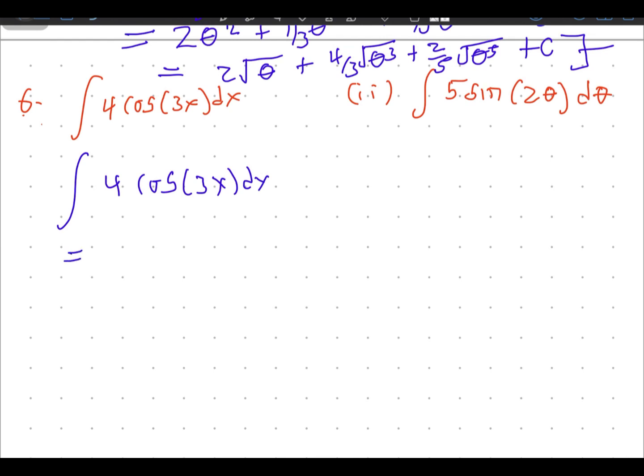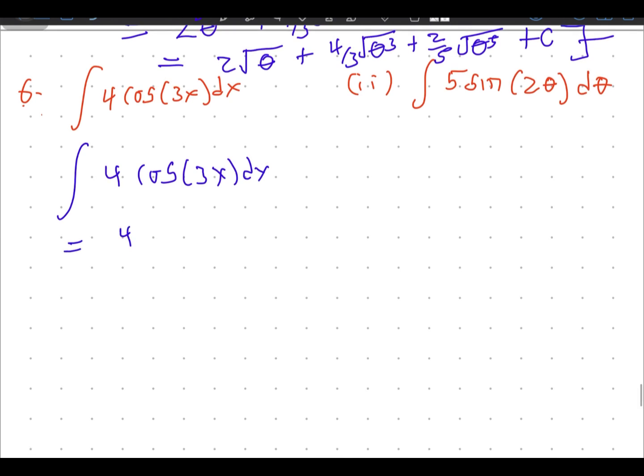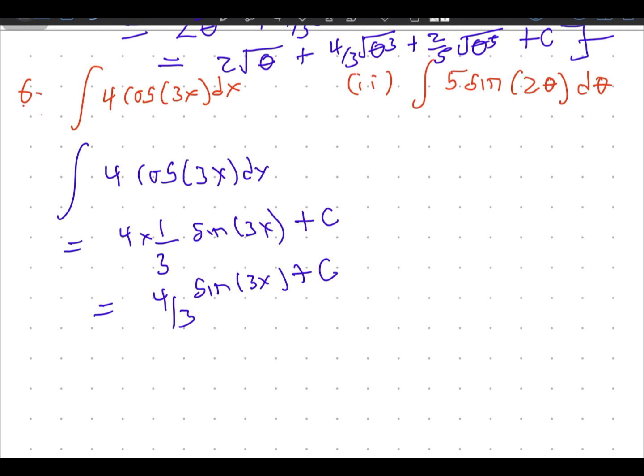So this one we are going to get 4 and then multiply by 1 over 3, because when I differentiate 3x, I'm going to get 3, and then when I integrate cos, I'm going to get sine. Therefore, I'm going to get sine 3x. Don't forget plus c, and therefore we are going to get 4 over 3 sine 3x plus c.